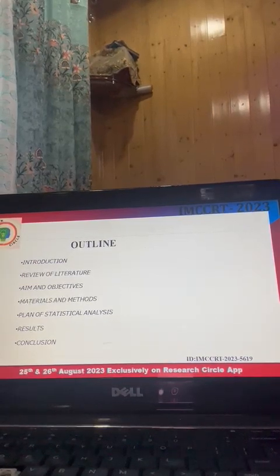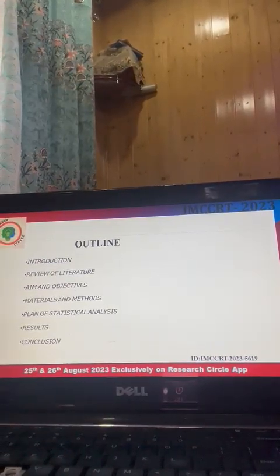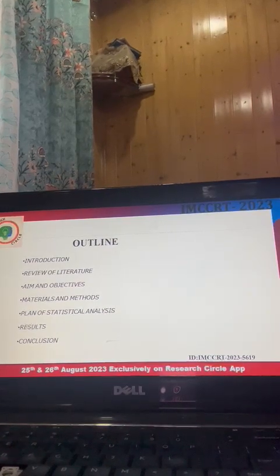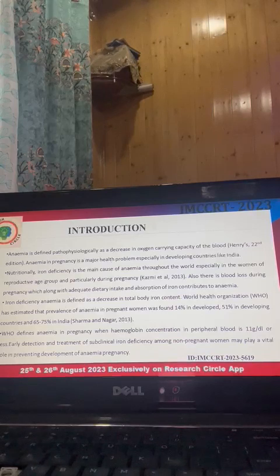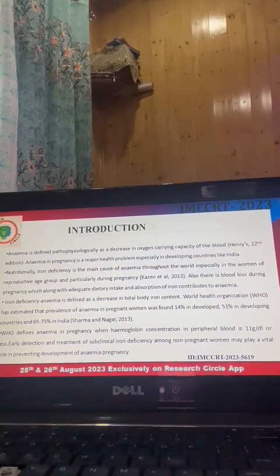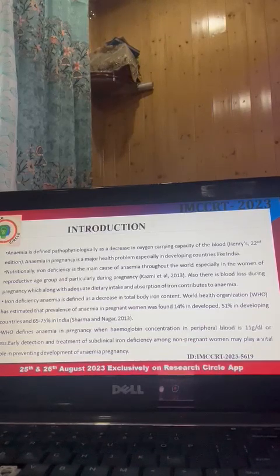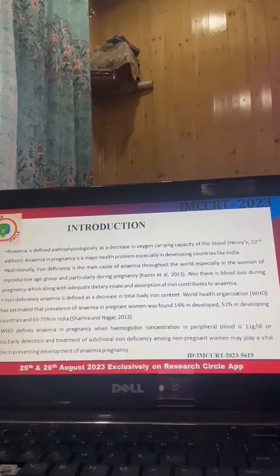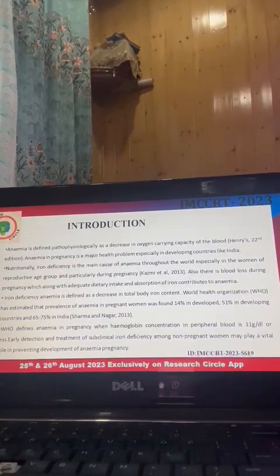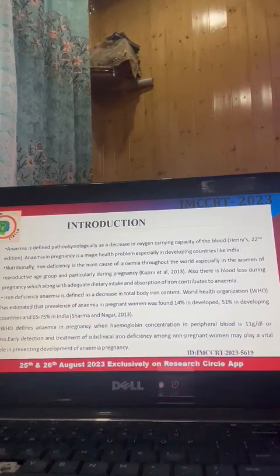The outline of my presentation includes introduction, review of literature, aim and objectives, material and methods, plan of statistical analysis, results and conclusion. Now coming to the introduction: anemia is defined pathophysiologically as a decrease in oxygen carrying capacity of blood. Anemia in pregnancy is a major health problem, especially in developing countries like India.